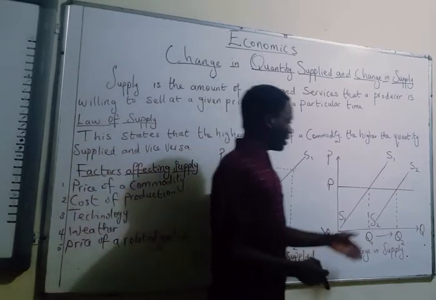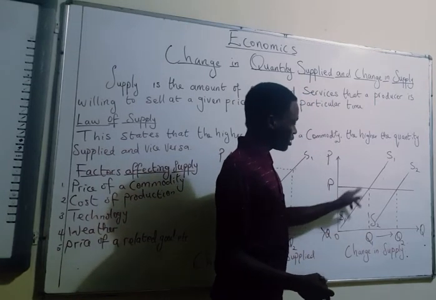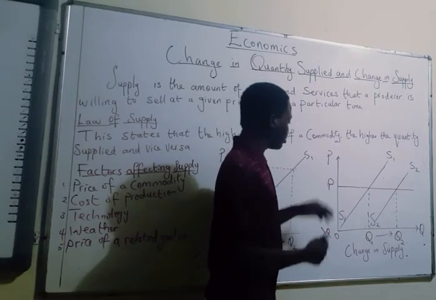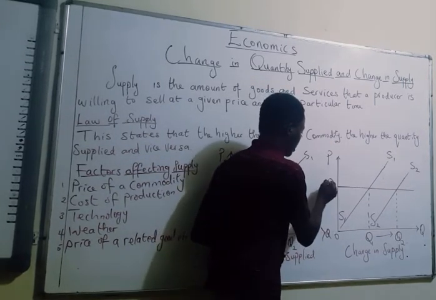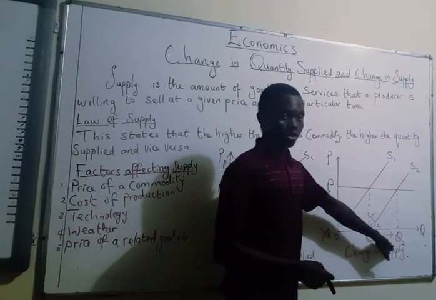All right. So in that case, this was the old supply curve. Okay, at P1, our producer was producing Q1. So now that the cost of production has reduced at the same P1, our producer is now producing Q2. All right.